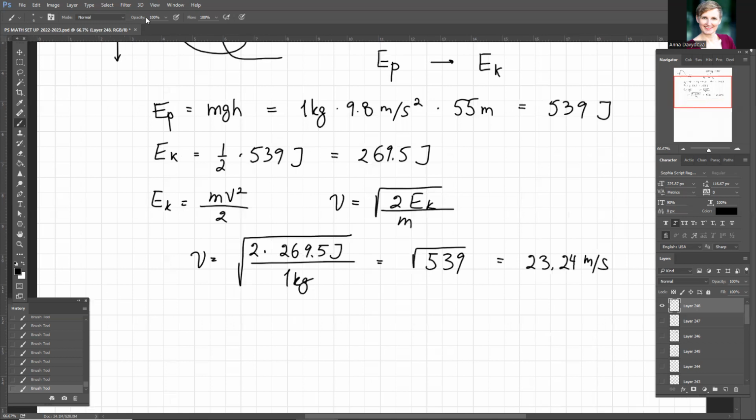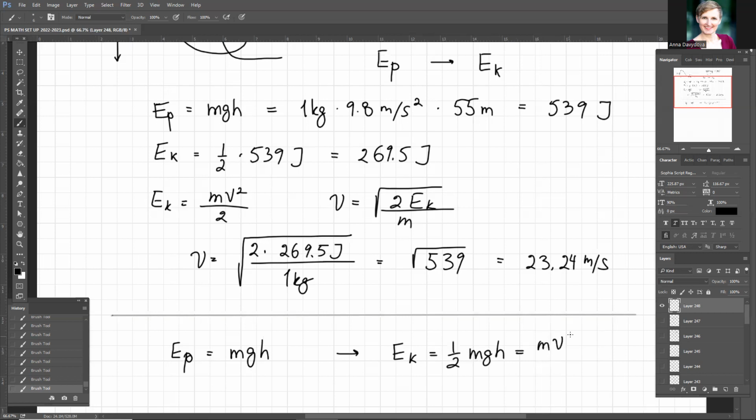Now, optional thinking, I apologize. You could ask, okay, fine, you invented this mass of 1 kilogram. How could you go about it without inventing mass? Fine, I can do that. Potential energy, mgh, it converts to kinetic energy as 1/2. And it will be equal to mv squared divided by 2.